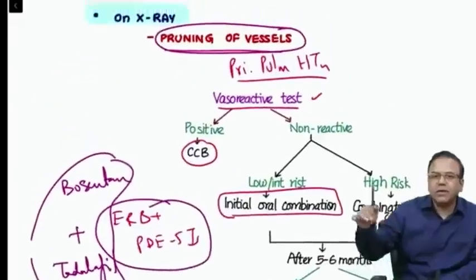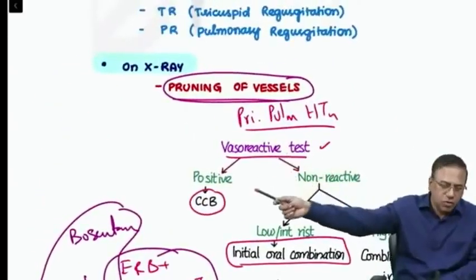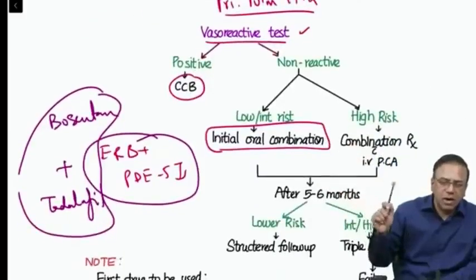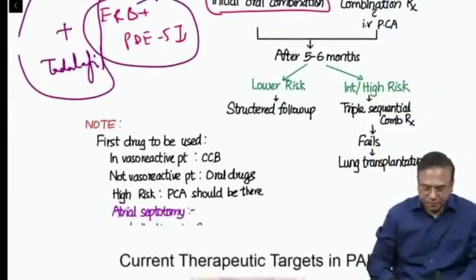So they have asked in the exam, what's the first thing you want to do? Vasoreactivity test. Positive, you can use calcium channel blocker. Negative, you have to go for oral combination. Then you can add IV prostacyclin, and then all three you can use, and finally go for lung transplant.